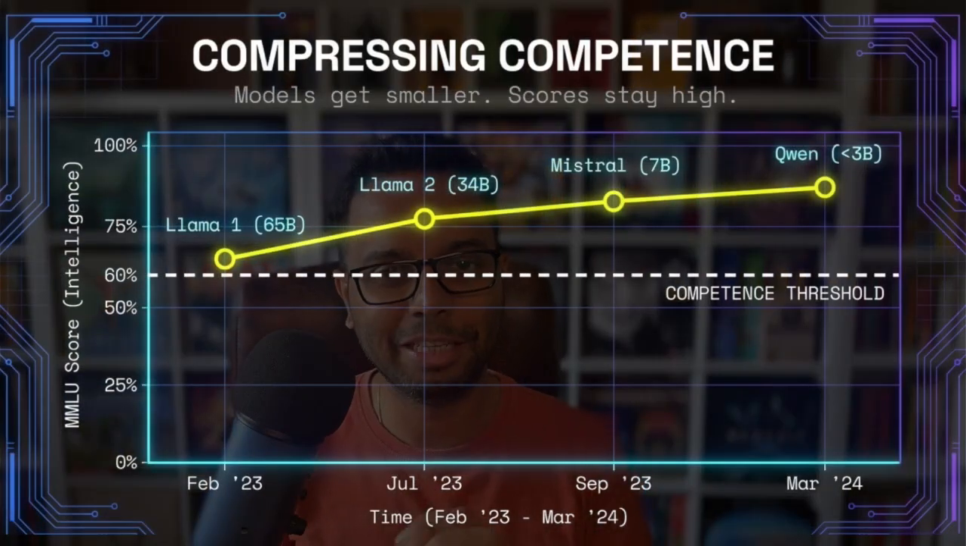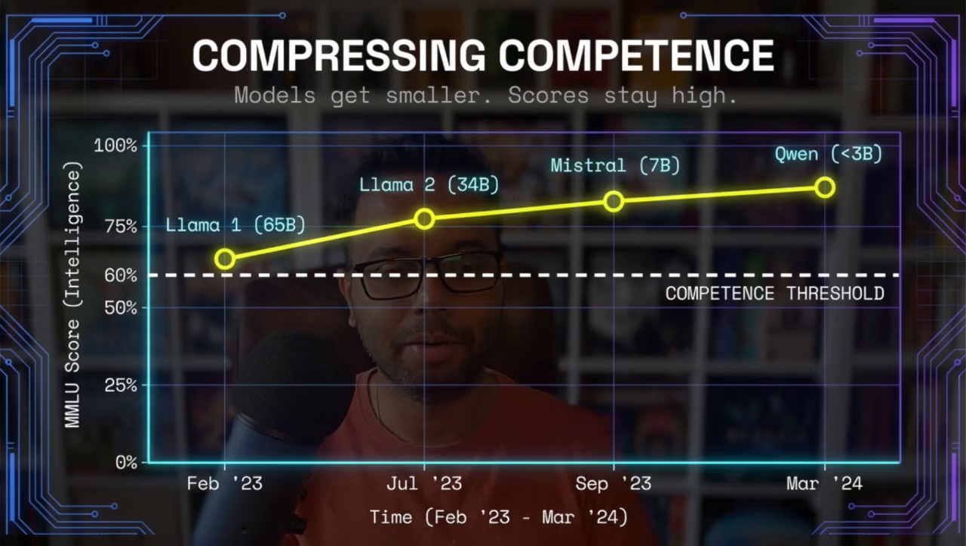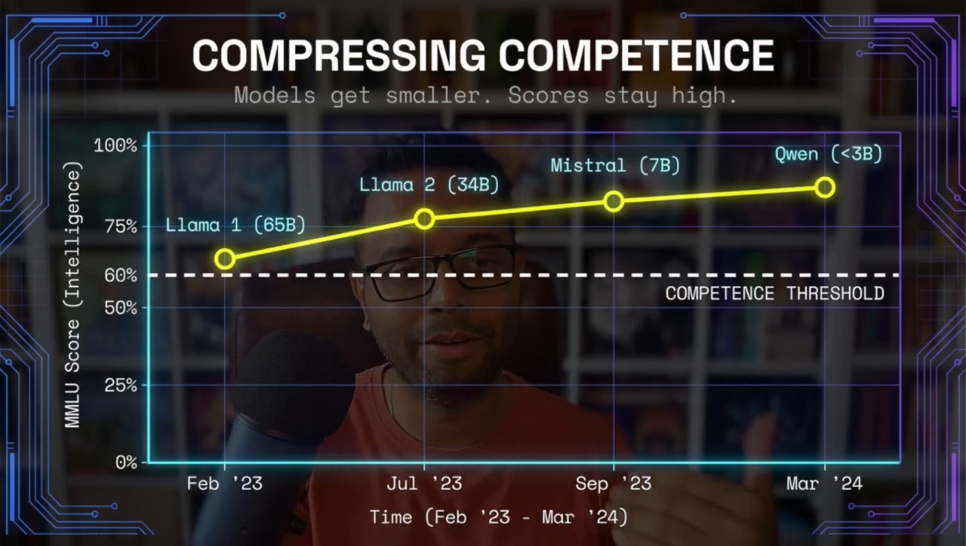Now, the fun here is that when we started compressing into smaller models, so let's say if we take a threshold of 60% in MMLU score, Llama 1, 65 billion parameters, which came around February 2023, scored above 60%, right?